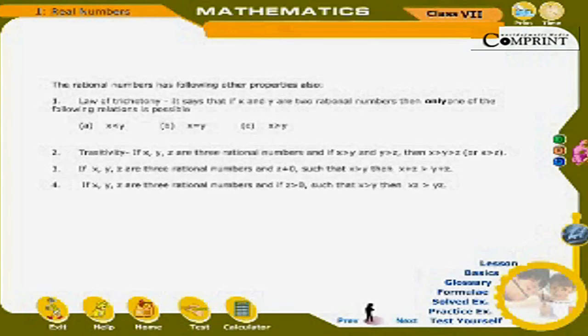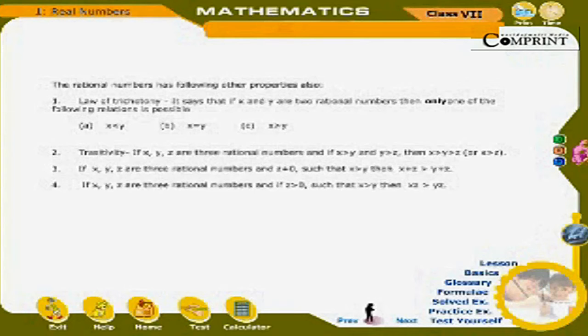1. Law of trichotomy. It says that if x and y are two rational numbers, then only one of the following relations is possible. A. x is less than y. B. x is equal to y. C. x is greater than y. 2. Transitivity. If x, y, z are three rational numbers and if x is greater than y and y is greater than z, then x is greater than z.